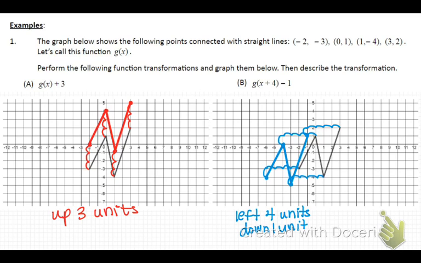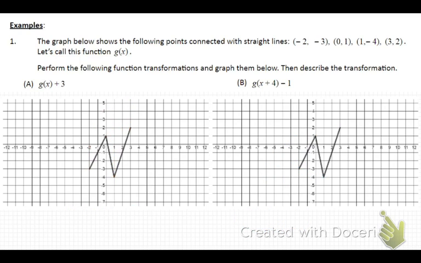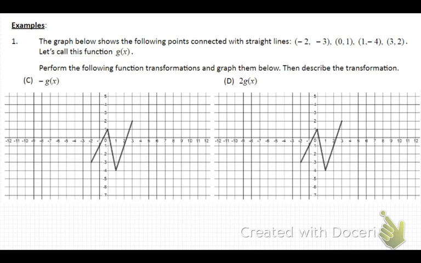So the actual blue graph, does it look like the kind of slanted end? Left 4 and down 1? Yeah, so that's my graph, and that's all you need to do. So those were our first 2 transformations. Next are C and D.